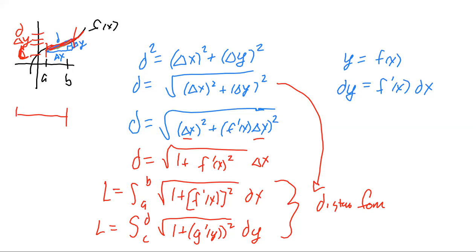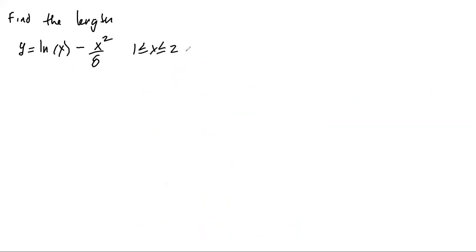So that's another piece. Now I'm going to show you a couple examples, and then we're going to call it good. If we're trying to find the length of the function y equals the natural log of x minus x squared over 8, for 1 less than or equal to x less than or equal to 2.